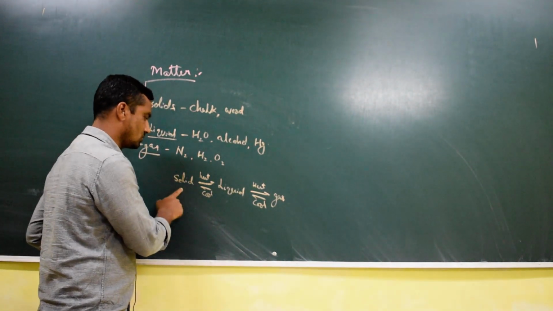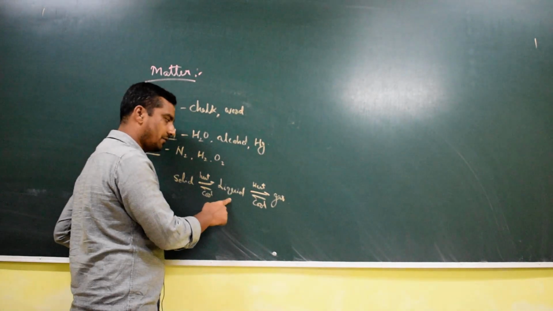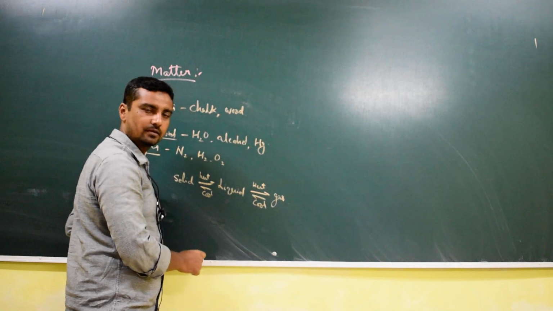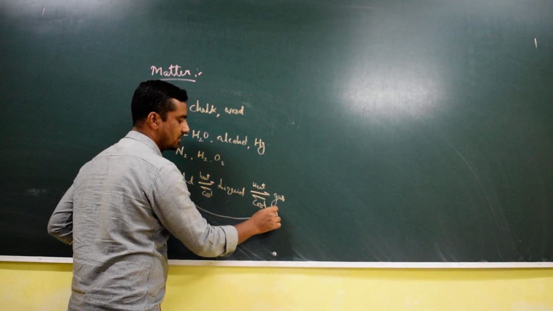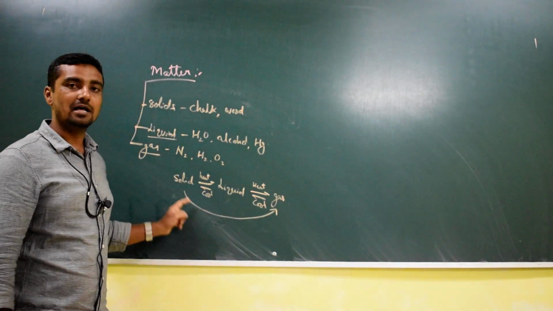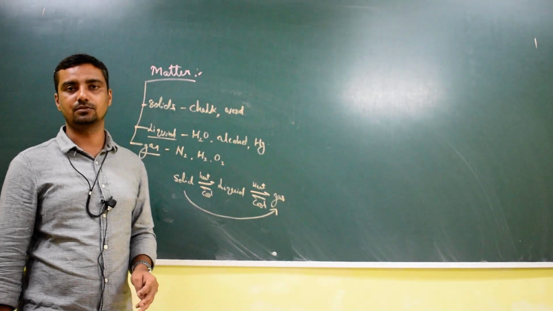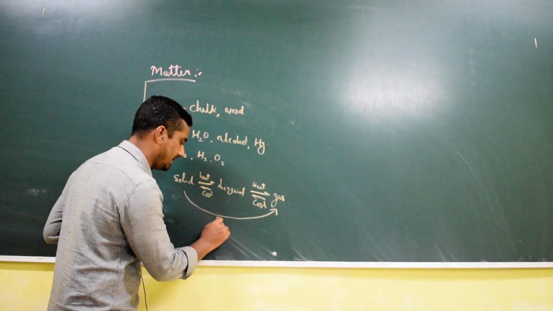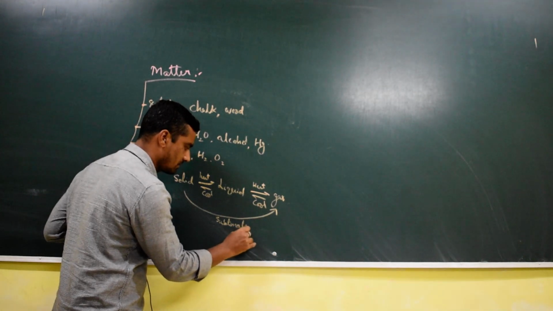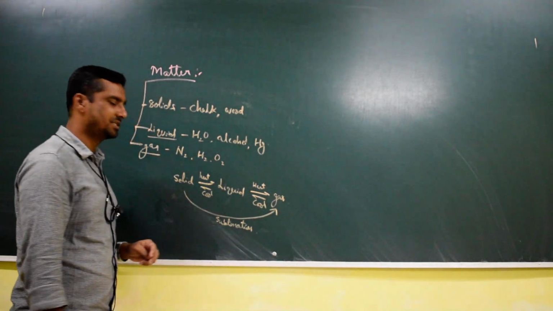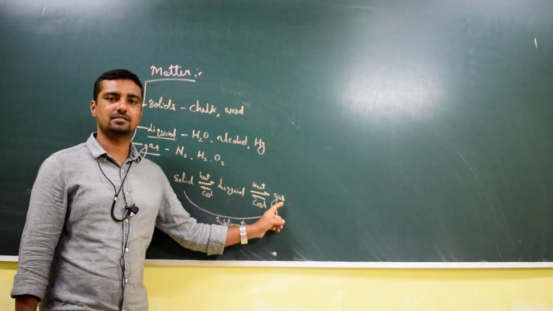So in terms of state, when the solid turns into liquid, it's called melting. When this liquid turns into gas, it's called boiling, right? Where the solid directly turns into the gas, this one is called sublimation. So sublimation is nothing but where the solid turns into the gas, right?